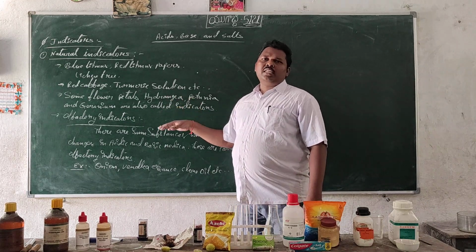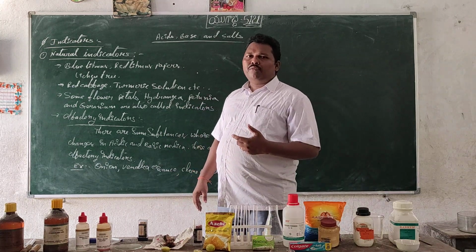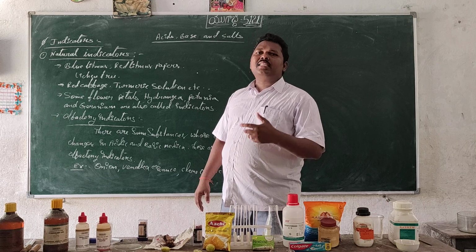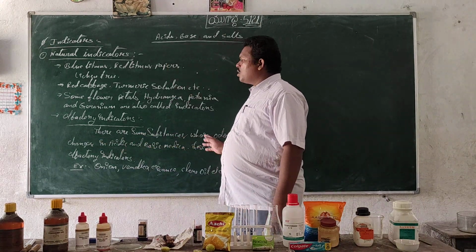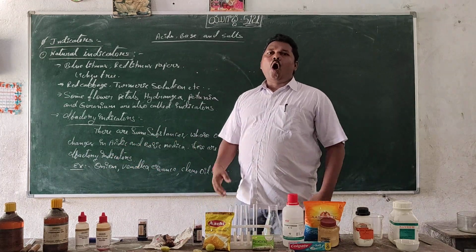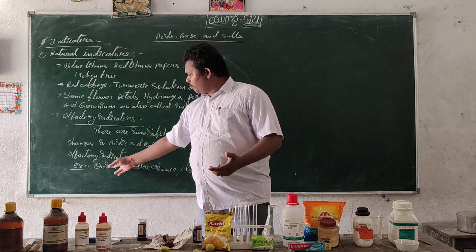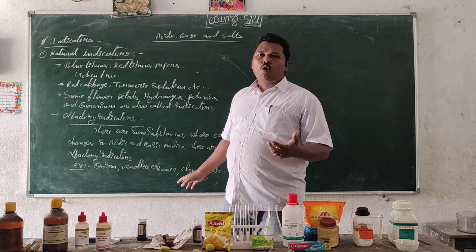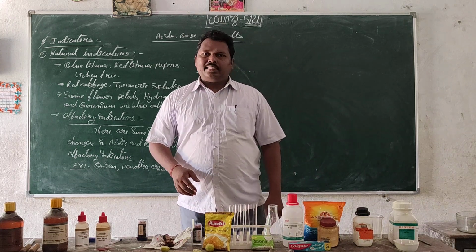And another type of natural indicators is olfactory indicators. That means with testing of smell, that indicates acids or bases. There are some substances whose odor changes in acidic and basic media, called olfactory indicators. Onion, vanilla essence, and clove oil are the examples of olfactory indicators.